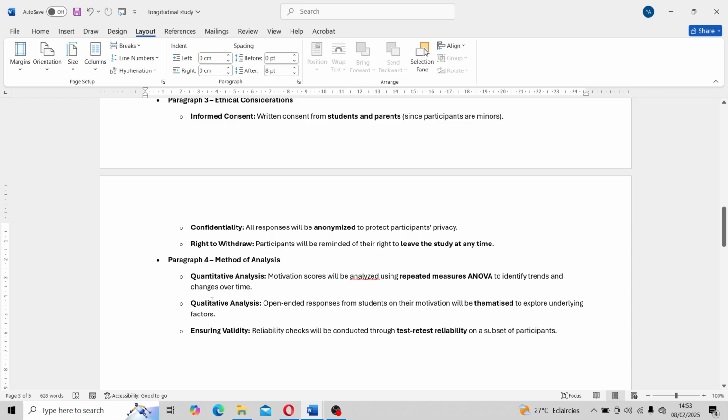Okay, things like that. Now, qualitative analysis: open-ended question response from students on their motivation will be thematized to explore underlying factors. All right, so you try to focus on that to identify what are the factors that could be responsible for it. Okay, now that is actually optional. You don't have to do that, but if you want to do it too, it's fine. Okay, so there are so many things that you do not have to do. It just depends on your level of creativity, how creative you are. Ensuring validity: reliability check will be conducted throughout the test, retest reliability on a subset of participants.